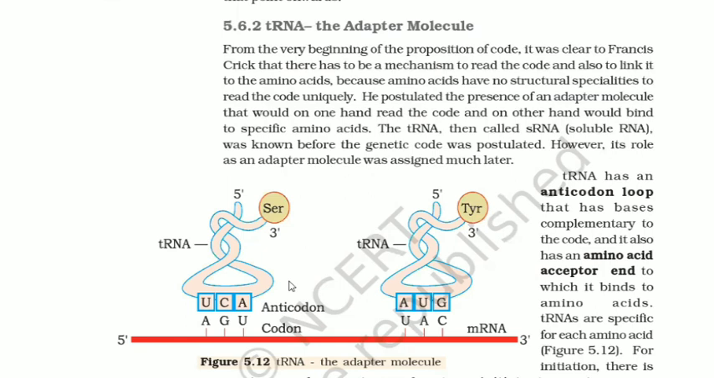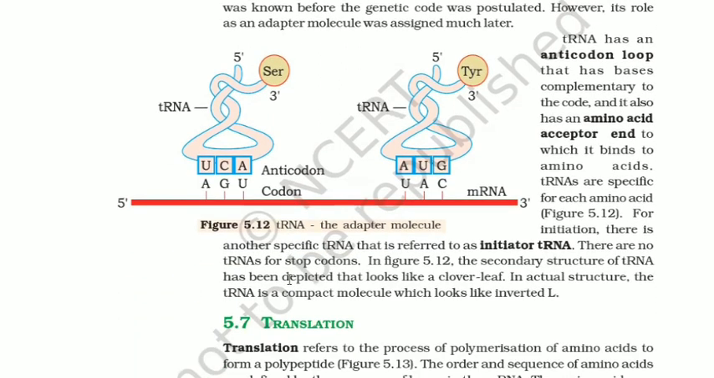He postulated the presence of an adapter molecule that would, on one hand, read the code and, on the other hand, bind to specific amino acids. The tRNA, then called sRNA, was known before the genetic code was postulated. However, its role as an adapter molecule was assigned much later. tRNA has an anticodon loop that has bases complementary to the code, and it also has an amino acid acceptor end to which it binds an amino acid.